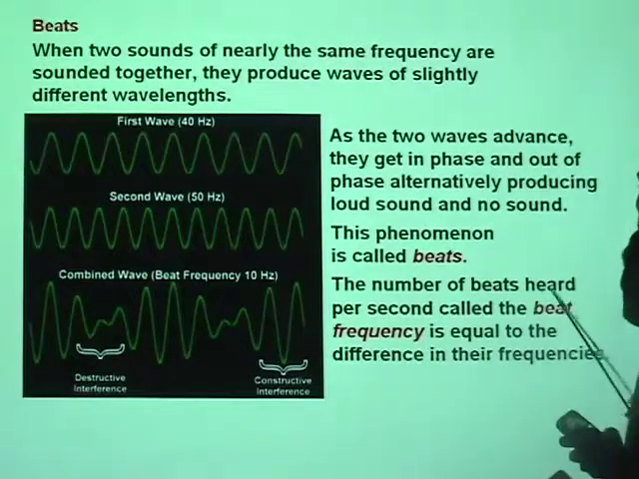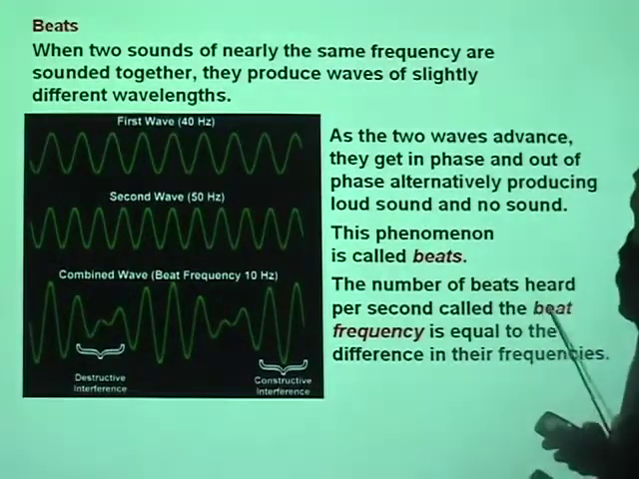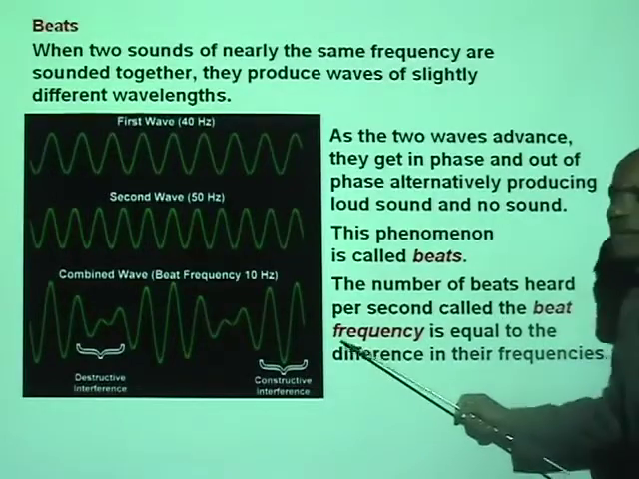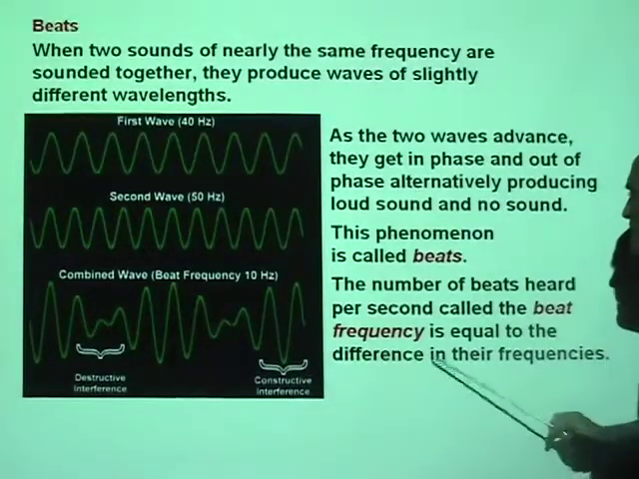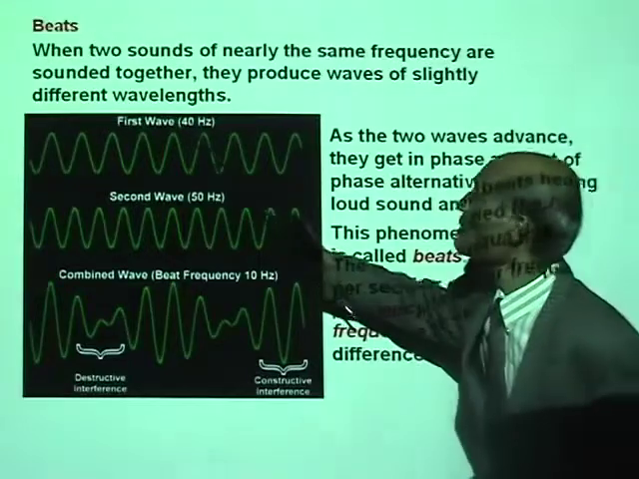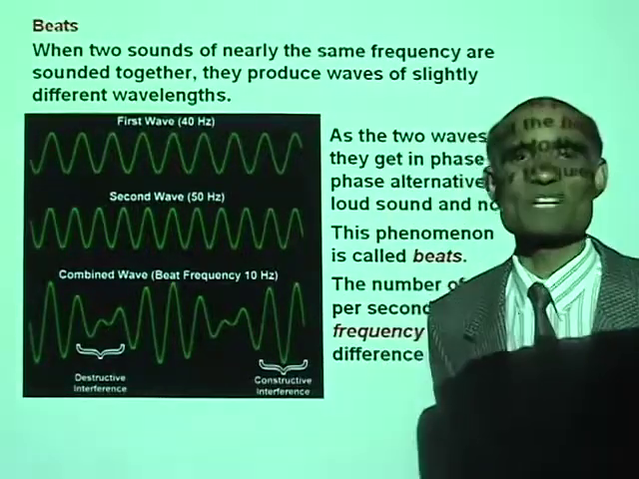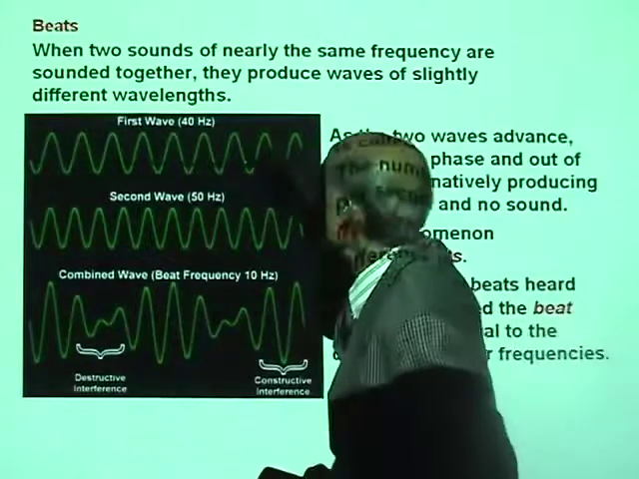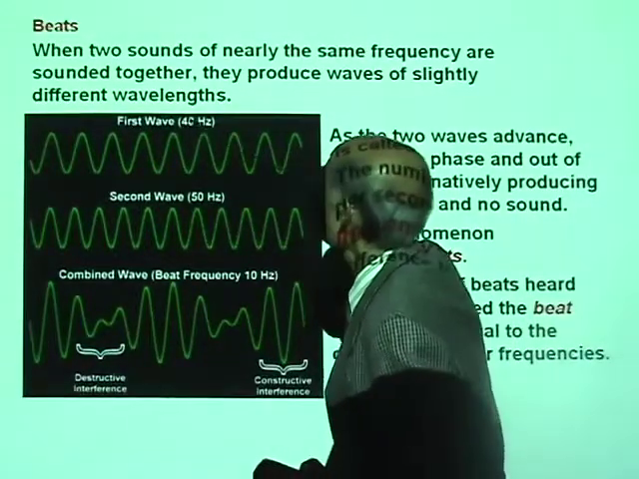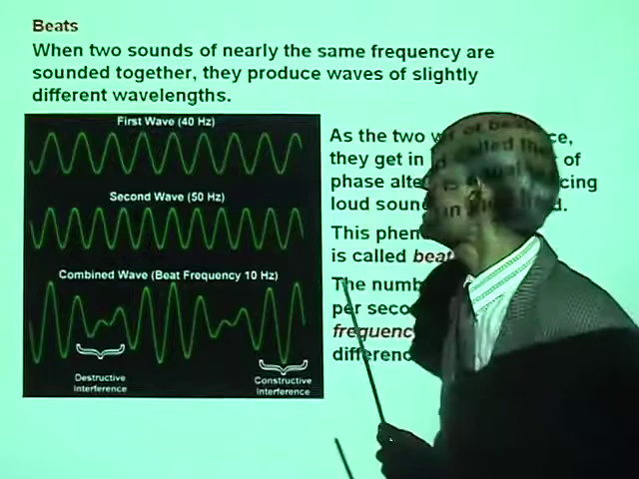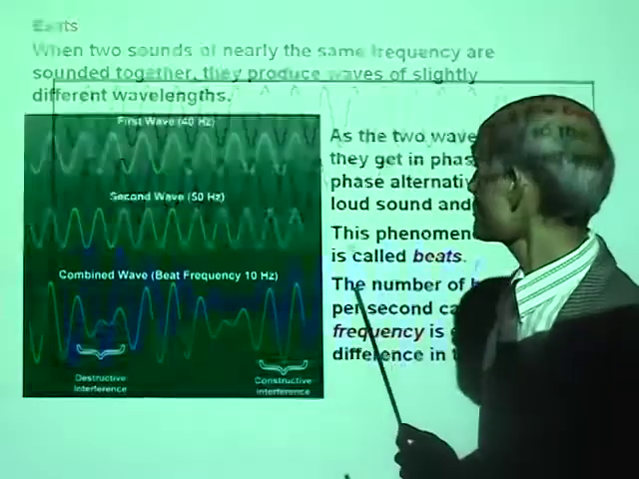The number of beats heard per second is called the beat frequency. And the beat frequency is equal to the difference between the two frequencies. So the difference between the frequencies of these two is the beat frequency.